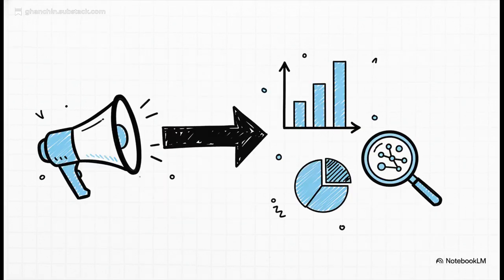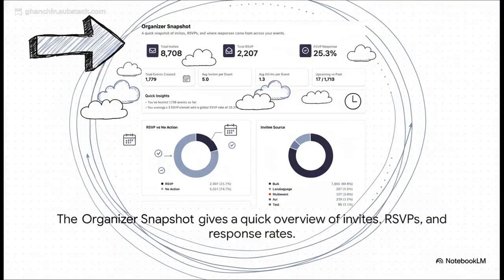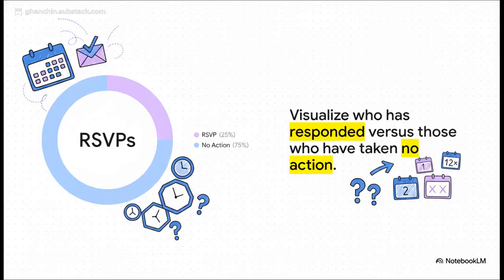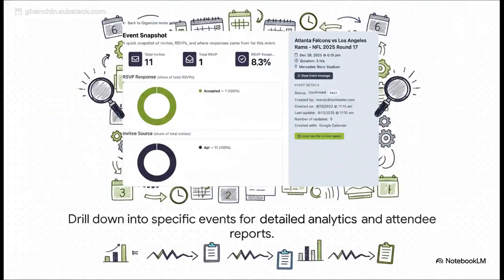Now this is where it gets really cool. Let's talk about the data you get back. This is your command center. Your reporting page gives you that high-level view of what's working. You can instantly see key stats, like your overall RSVP rate across all of your events. And you can see a quick breakdown of who's responded versus who hasn't yet. And if you want to get granular, you can drill down into any specific event for more detail.